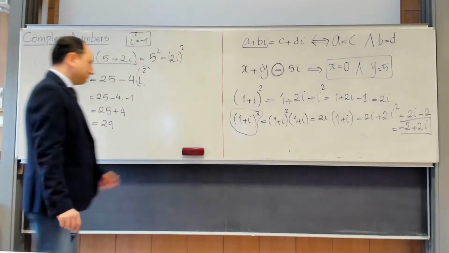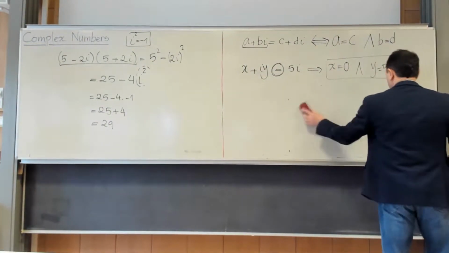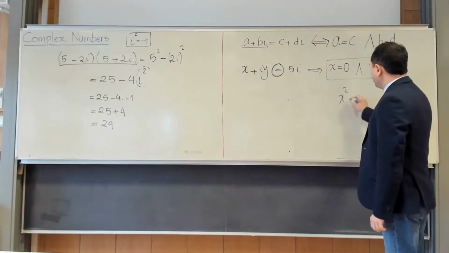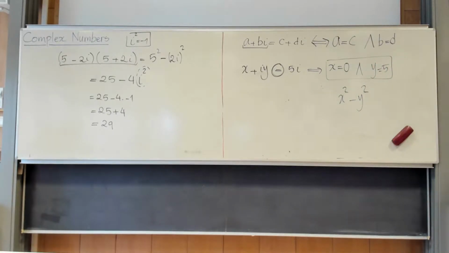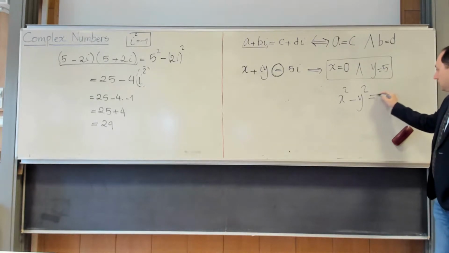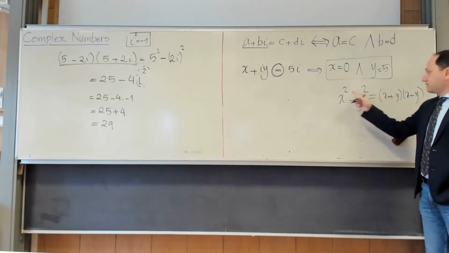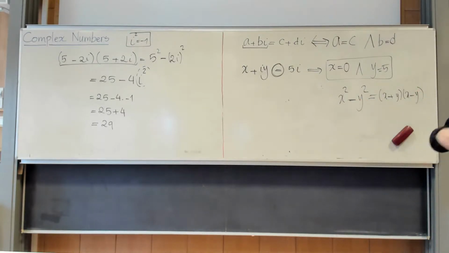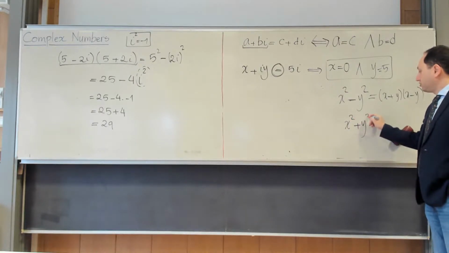Do you remember I talked about this? If I ask you to factorize x squared minus y squared, what is the factorization? This should be immediate. Yes, just say it: x plus y times x minus y. Exactly. And you remember I told you that the conjugate pattern only works if this is negative. But now, if I go to complex numbers, this is also a conjugate pattern.